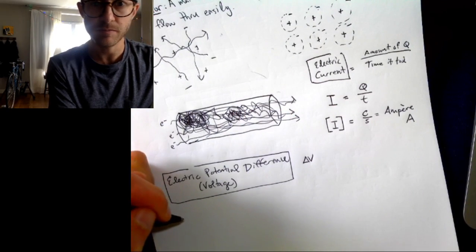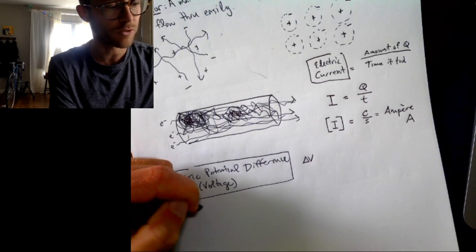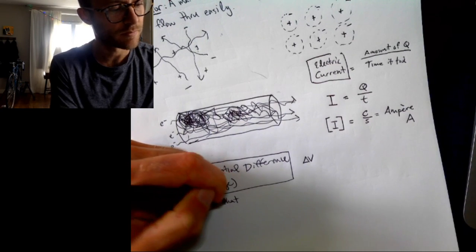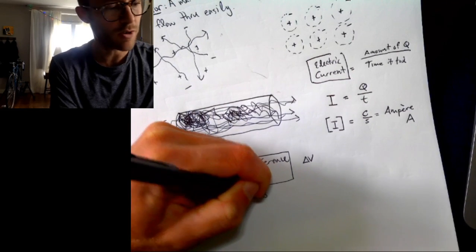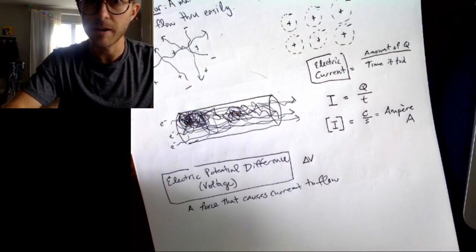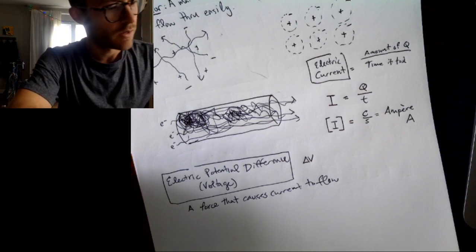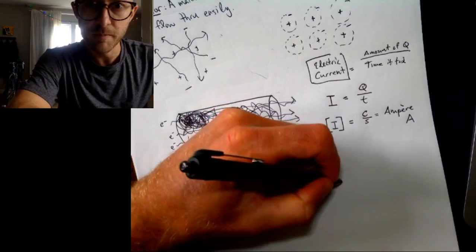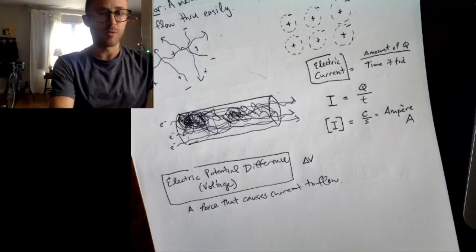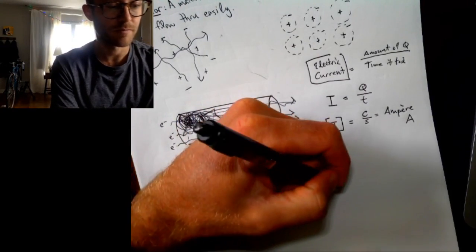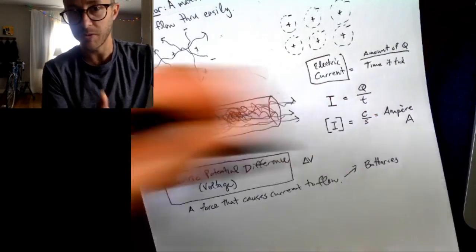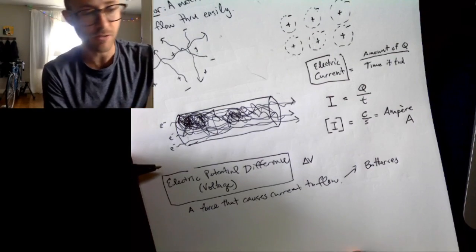And it is a force that causes current to flow. Okay, so it's a force that causes current to flow. So what causes current to flow? Well, a good example of that would be batteries. So batteries provide a voltage. Batteries provide an electric potential difference.